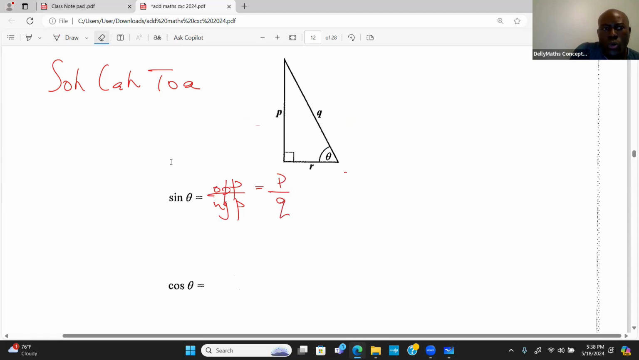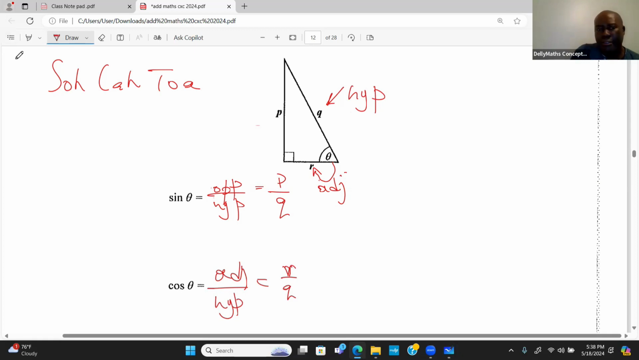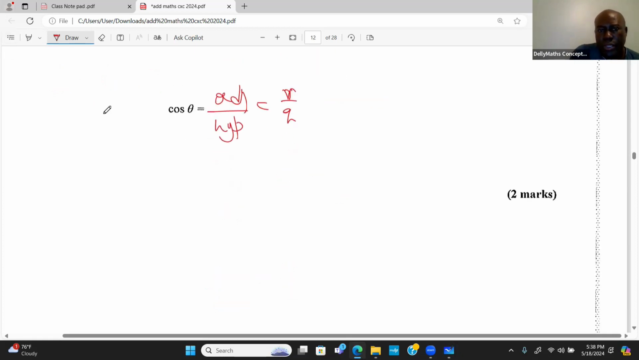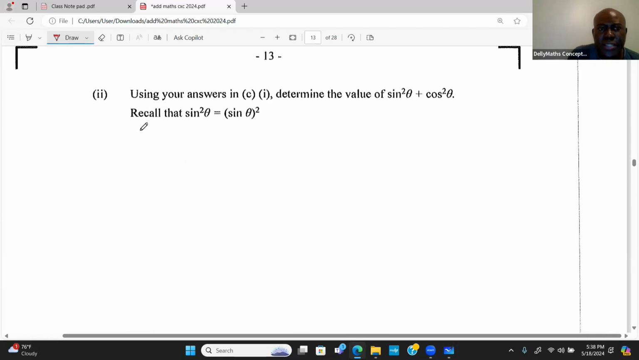For the cosine of that angle, cosine refers to the adjacent side, which is next door. So it's going to be R, and the hypotenuse side remains the same. It is Q. So adjacent over hypotenuse is going to equal R over Q. All right, so there we go. So we have P over Q, R over Q. Let's keep going. So it says using the answers above, determine the value of sine squared plus cosine squared.